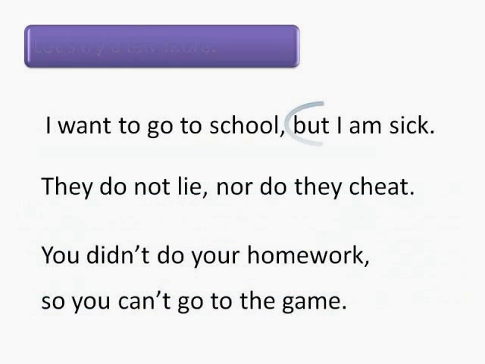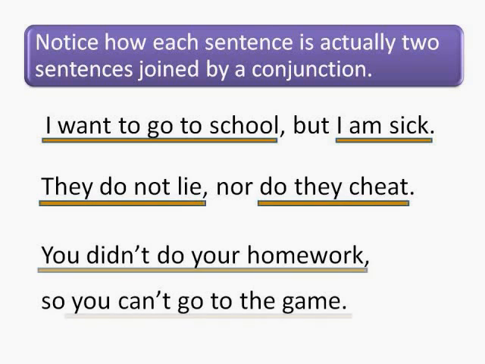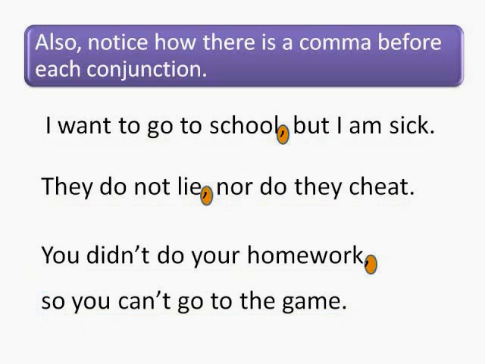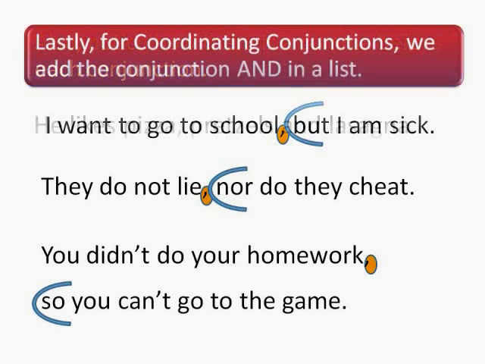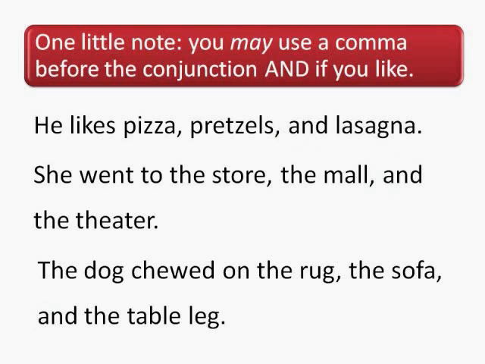I want to go to school, but I am sick. They do not lie, nor do they cheat. You didn't do your homework, so you can't go to the game. Notice how each sentence is actually two sentences joined by a conjunction. Also notice how there is a comma before each conjunction. Lastly, for coordinating conjunctions, we add the conjunction and in a list, like pizza, pretzels, and lasagna. One more little note. You may use a comma before a conjunction and if you like.